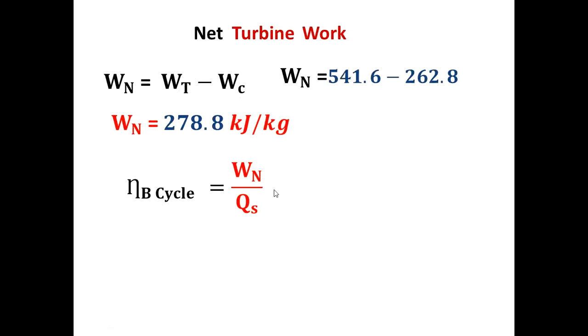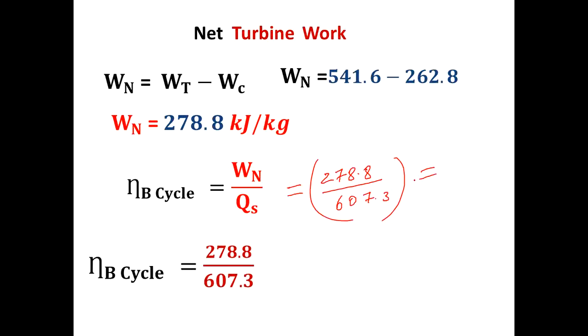That cycle efficiency is equal to W net, 278.8, divided by 607.3. Then you will get the value, that is 45.9%.